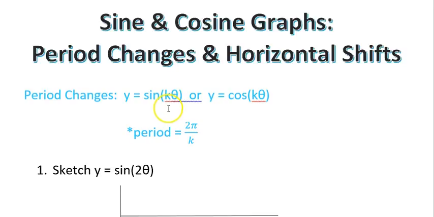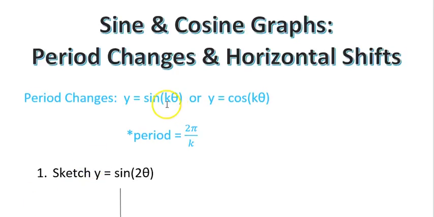And so how you know that there has been a period change is when there is a number in front of the theta in the sine or cosine equation. So this k represents a number. So it might be sine of 5 theta, sine of 3 theta, something like that. You'll know that there has been a period change. So how do you know what that change is?